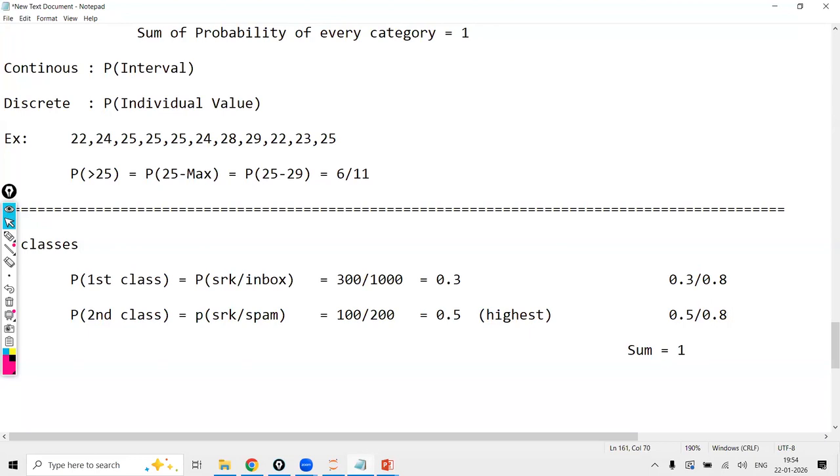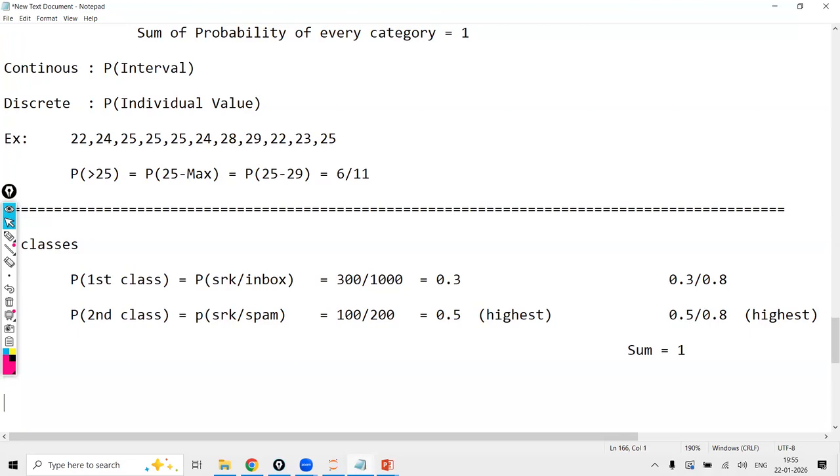But which class is the answer? This one only, because obviously this is going to be the highest. 0.5 divided by 0.8 will be highest, or 0.3 divided by 0.8 will be highest. Obviously this only will be the highest. The answer is the same. What are the Bayes answer and Naive Bayes answer? Both are the same. But Bayes has given it only up to here. Instead of that, always the sum should be equal to 1.